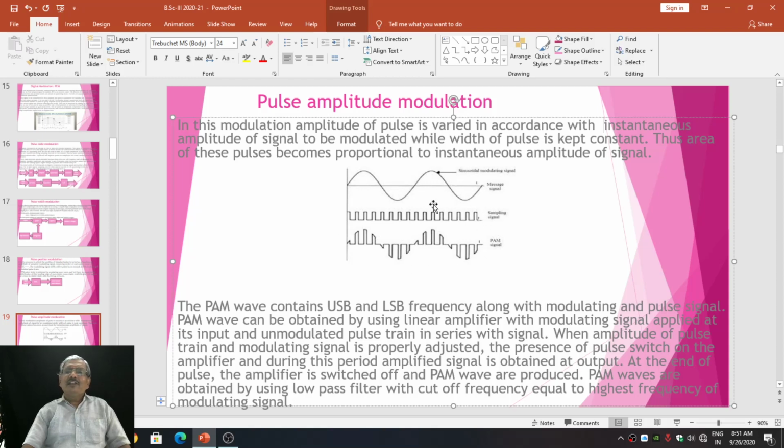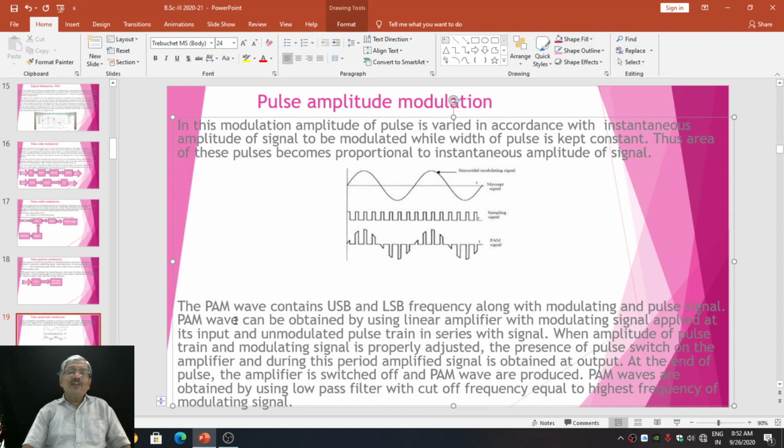It clearly indicates that the amplitude of the pulse is changing as per the instantaneous amplitude of the signal to be modulated. So this process we can call pulse amplitude modulation. The pulse amplitude wave contains USB as well as LSB frequencies along with the modulating and pulse signal. But as it is a type of amplitude modulation, we can say it possesses the lower sideband as well as the upper sideband.